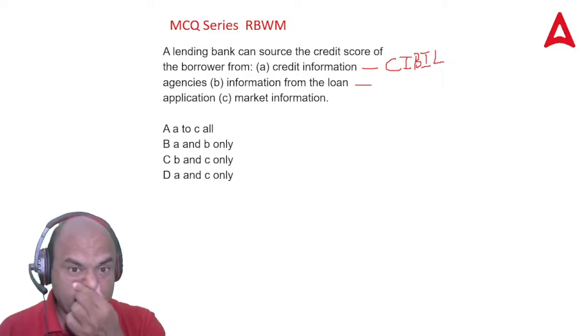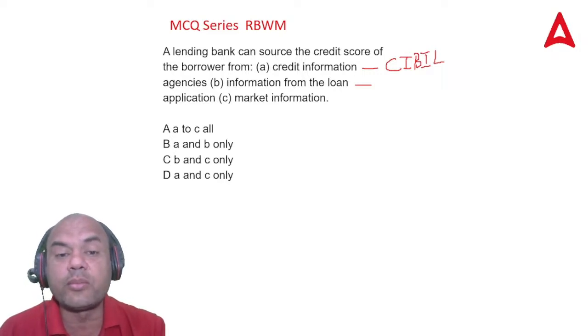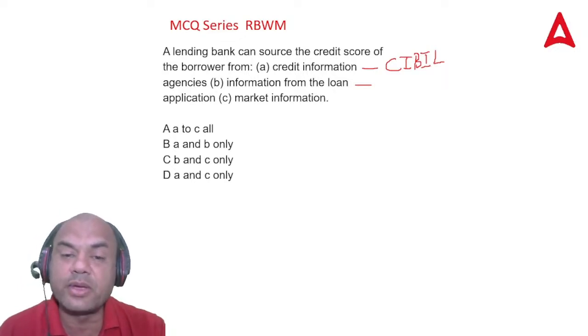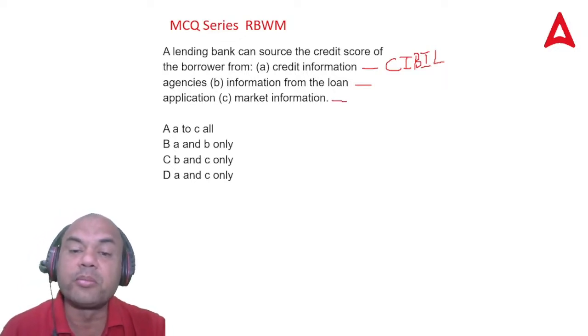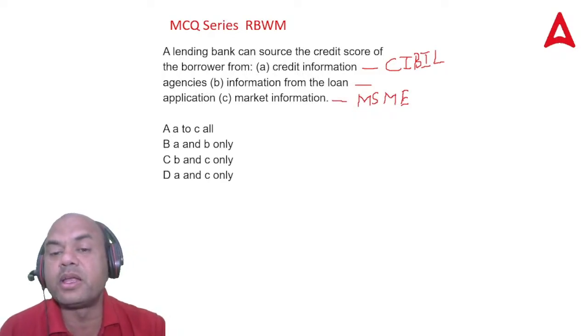Then in fact all the detail, your education level. So in the loan form I get maximum details. And third is market information. Now this is mainly applicable for companies, MSMEs. Okay, MSMEs, I won't say corporates. MSMEs means micro and small medium enterprises.